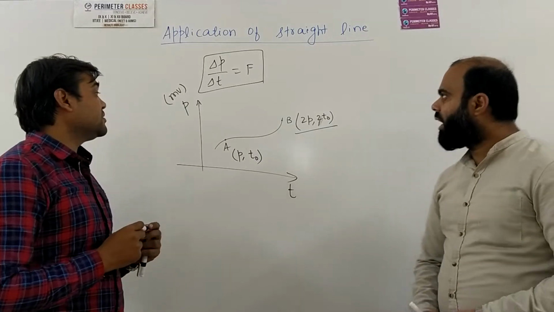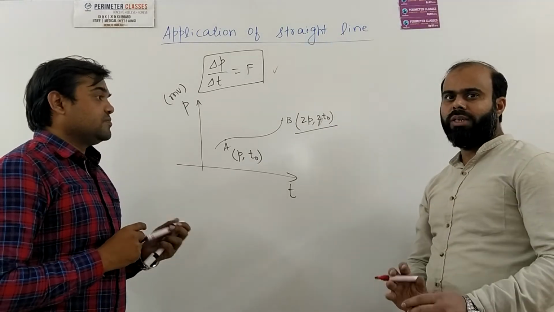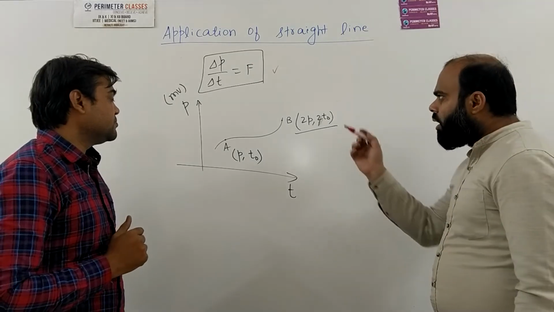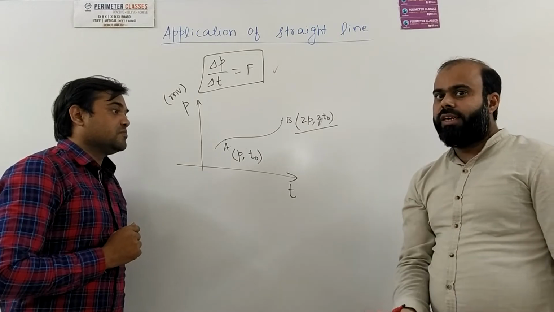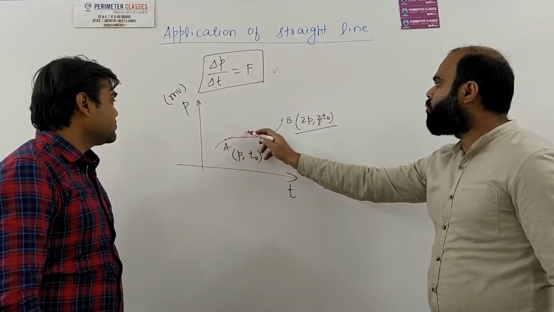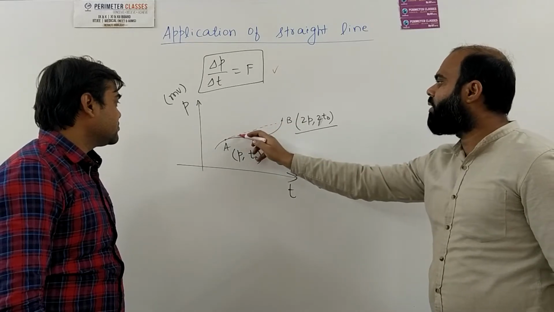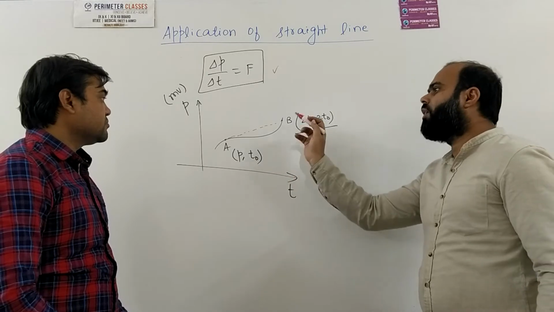Basically, as everything is written over here, force is change in momentum by change in time. You can apply this, or let us suppose we have studied straight lines. If we join A to B, we get a line, or we can also say that AB is a chord of this curve.